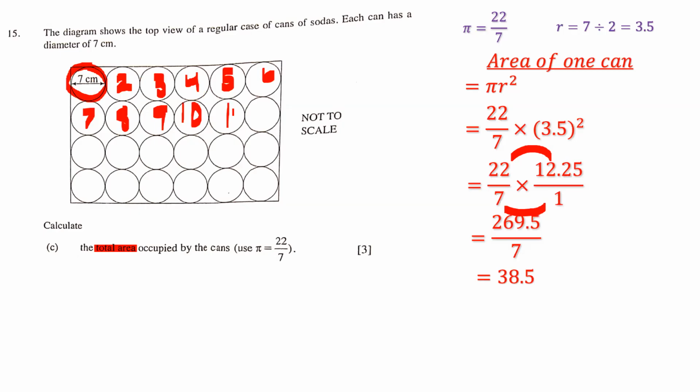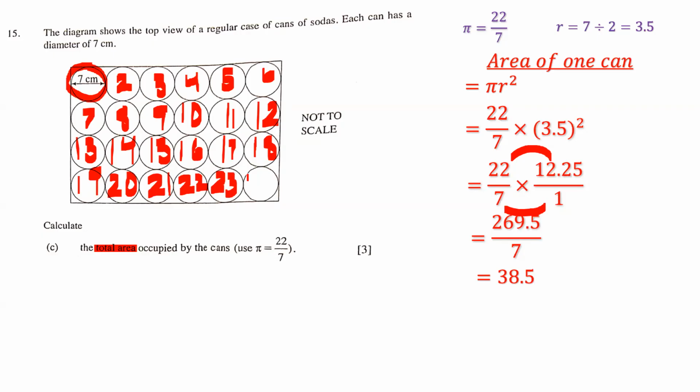11, 12, 13, 14, 15, 16, 17, 18, 19, 20, 21, 22, 23, and 24. So we have 24 cans.